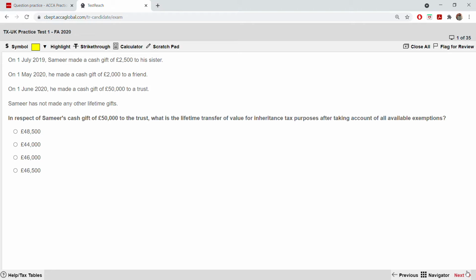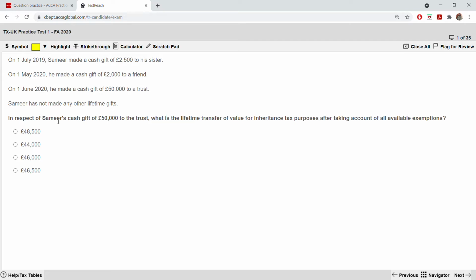So starting with this, as you can see, this is about inheritance tax. Okay, so you have to know inheritance tax. So on 1st of July 2019, Samir made a cash gift of 2,500 to his sister. 1st May 2020, date is very important. Okay, it is given in chronological order. He made a cash gift of 2,000 to a friend. 1st of June 2020, he made a cash gift. So all these are cash gifts made to different persons. First to his sister, then to a friend, then to a trust. And he had made no other lifetime gifts.